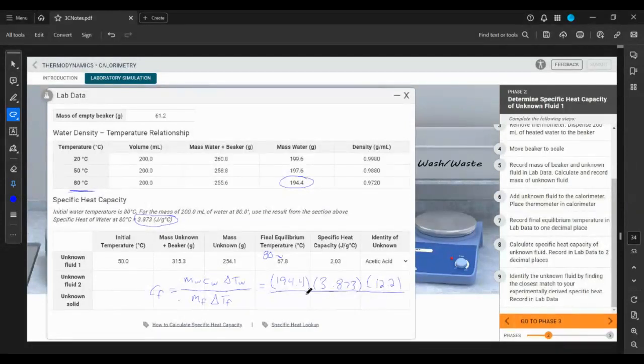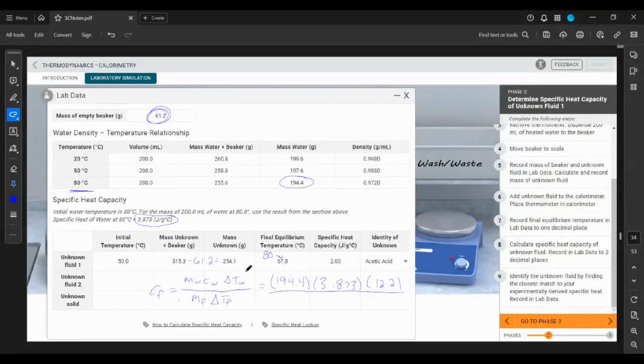All right, then on the bottom, the mass of the fluid. So we found the mass of the unknown fluid and the beaker together. Then we're going to assume that it's the same beaker, so we weren't given any different information. So we're going to subtract that away from what we had earlier.